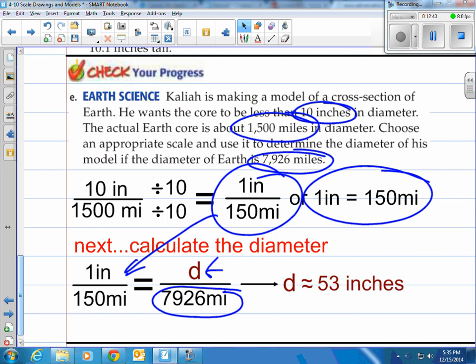Now, you might say to yourself, that seems pretty big. If he's making a model, 53 inches, it's about your outstretched arms. So we might draw the scale a little bit larger. So we might have to convert it. But in this case, I'm going to keep it as this, because that's exactly how I did it up at the top.